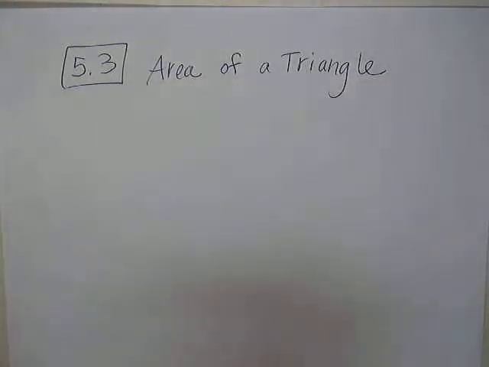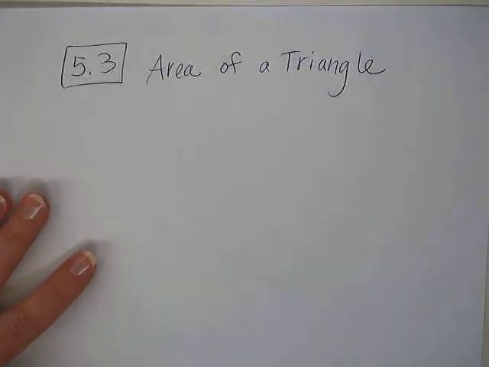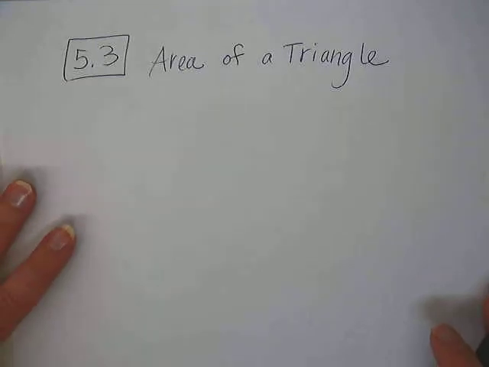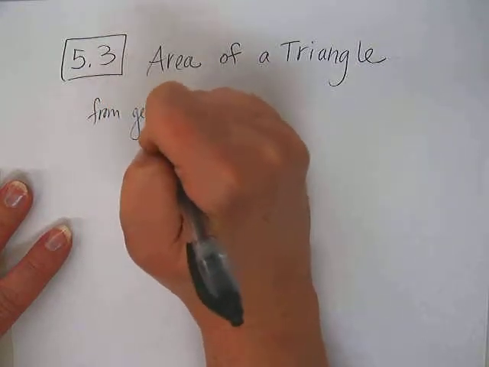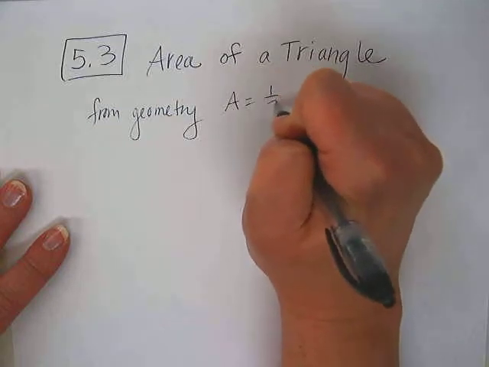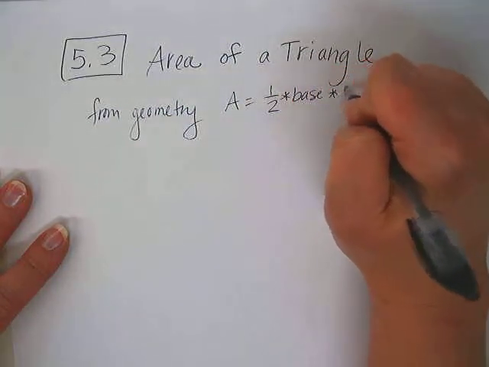The first thing we're going to do is find the area of a triangle. That's the main thing we're doing today, learning to find the area of a triangle. Okay? You've probably learned before in geometry the formula that says area is 1/2 times the base times the height.